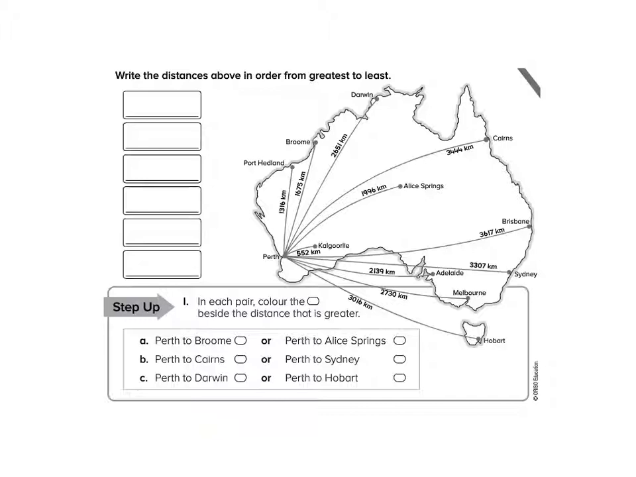Let's have a look at the first one. Perth to Broome. Now there's Perth and there's Broome. 1,675. Or Perth to Alice Springs. Perth to Alice Springs is 1,996. So the greatest distance there is the one to Alice Springs. So I would get my pencil and colour in that little dot there.